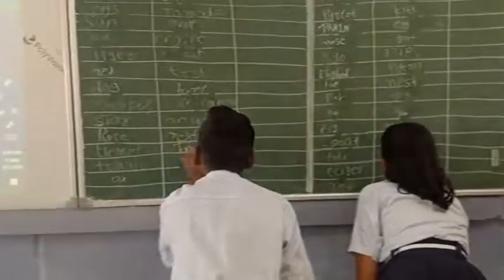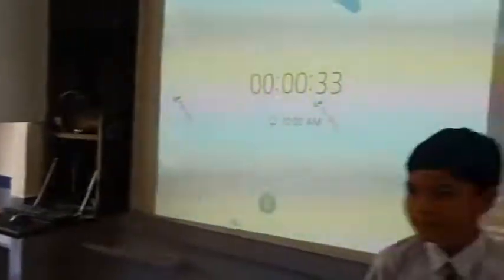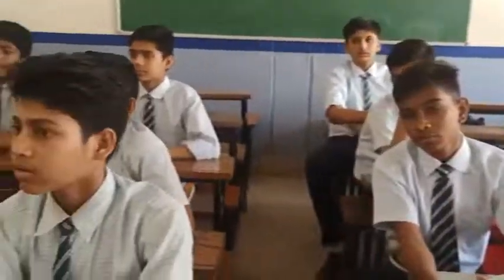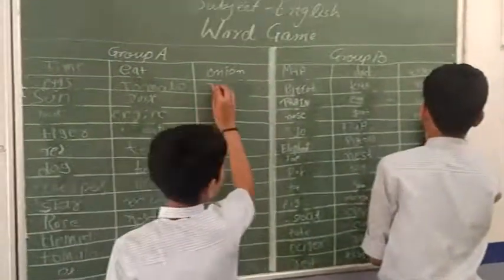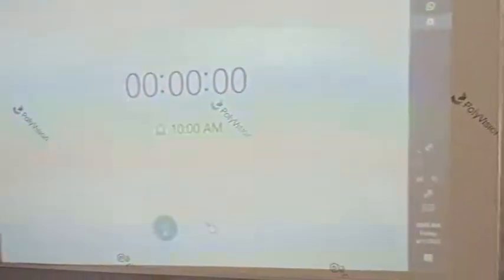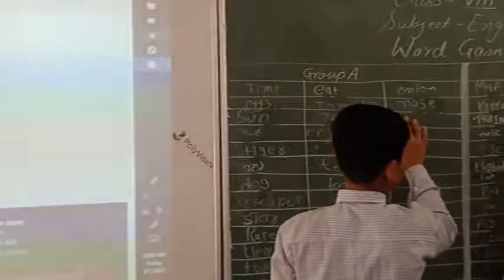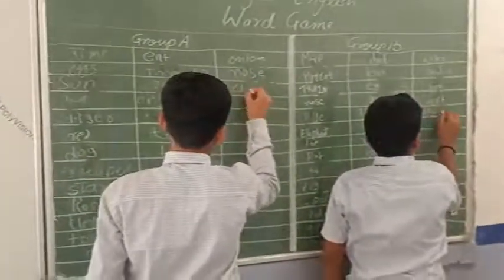Only 46 seconds now. 42 seconds. Only 22 seconds. One by one, one by one. One by one. No, don't repeat. Yes, silent. Don't discuss anything. Stop writing. Stop. Now nobody will come. 5 minutes are over.